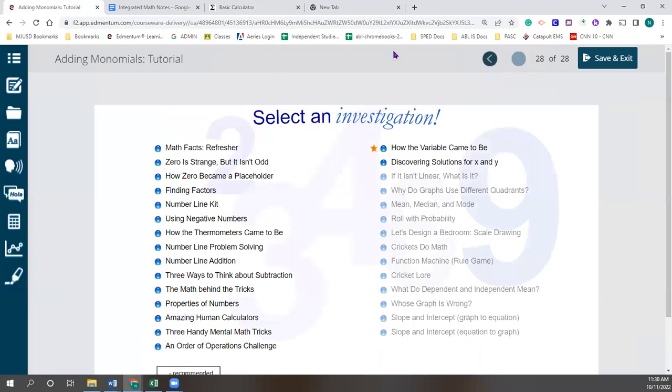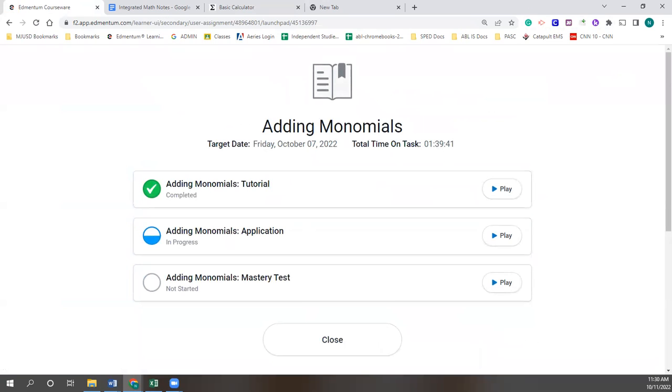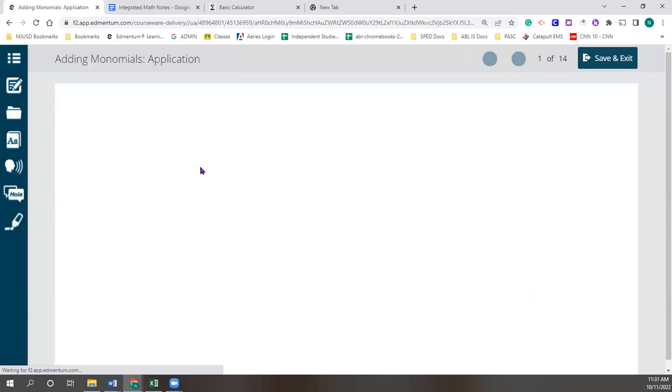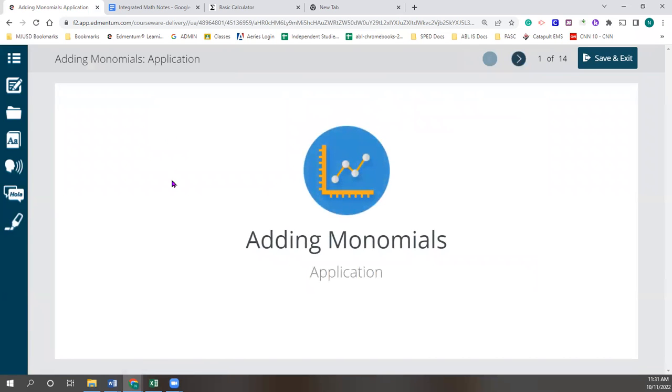Congratulations, we finished the tutorial. There are all of these activities at the end of this that you can do for extra support. So next I have the application, adding monomials. I'm going to go ahead and click play on that, and let's look at what it looks like. So while that's loading, I highly, highly recommend you to have a piece of paper and be able to write and doodle and draw and make notes, because that's how we're going to make sense of this.